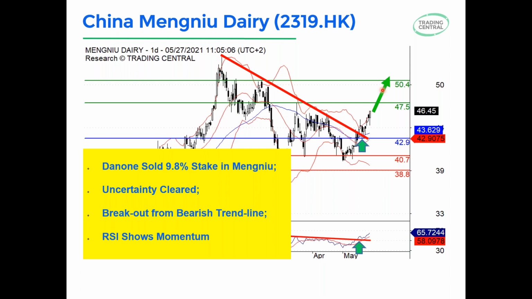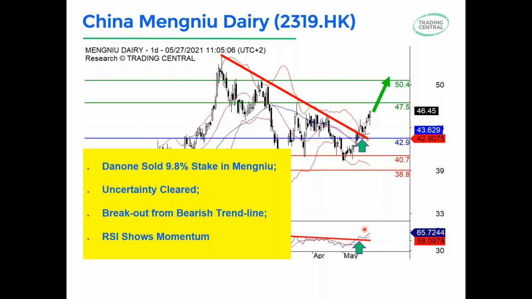As the overbought region is 70, but you know what? Even if the RSI reaches the 70 level, it is the overbought region, but we don't say, oh, it is overbought and we should exit the trade. No. We have to see if there's any bearish divergence signal, that one I showed you before. A stock price can stay in overbought regions for a very, very long time. So don't just see a 70 level and say, oh, it is overbought, I get out. Not that case. Okay, so this is Mengniu.